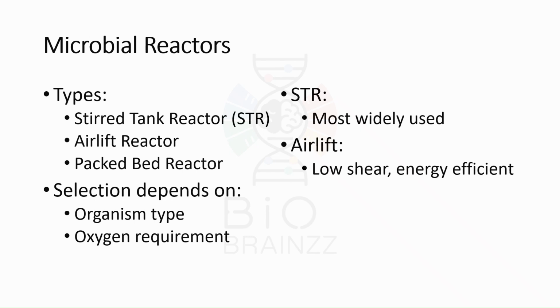Microbial reactors are chosen based on the type of organism and oxygen requirement. Common types include stirred tank, airlift, and packed bed reactors. The stirred tank reactor is widely used due to efficient mixing. Airlift reactors are preferred when low shear stress is needed.